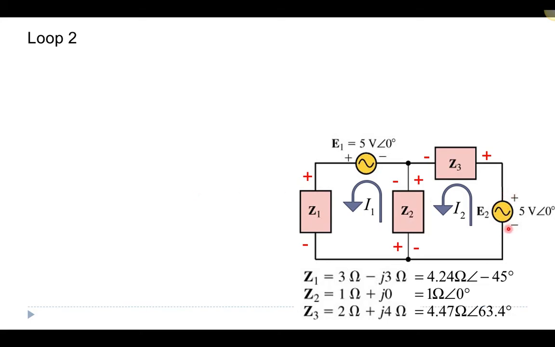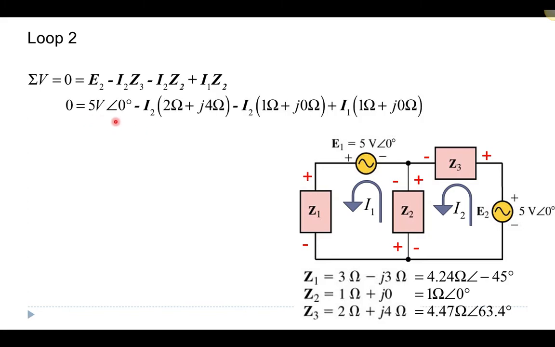So I'm going to look at loop 2, and I'm going to go around this loop here and sum the voltages, which are equal to 0. I have a rise across E2. I have a drop across impedance 3 in the direction of the current I2, so it's the current I2 times the impedance. I have a drop across impedance 2, so it would be its current I2 times the impedance, but I also have a rise from the other side current, and that would be I1 times its impedance value.